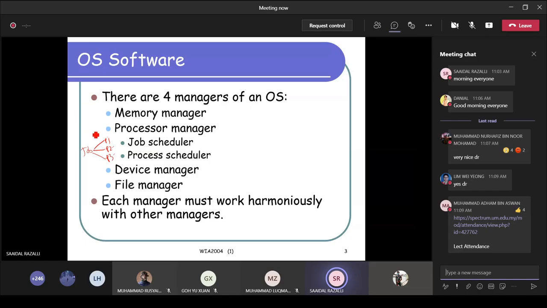So the job scheduler is more of a high-level portion, and the process scheduler manages the processes within each job. The process scheduler also decides which process gets the CPU and for how long. Maybe cleaning the living room is given higher priority than cleaning the main bedroom, so you start with the living room. Each manager must work harmoniously with the other managers, meaning the system must be in a steady, stable state.